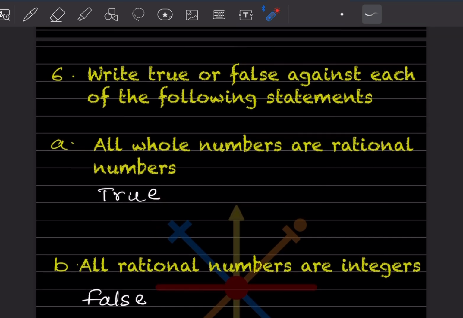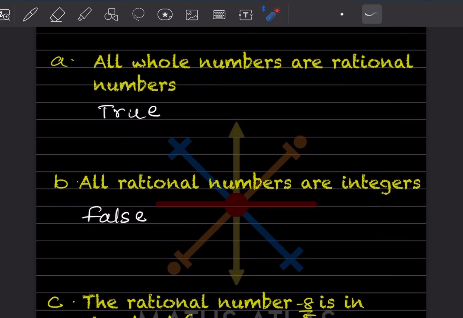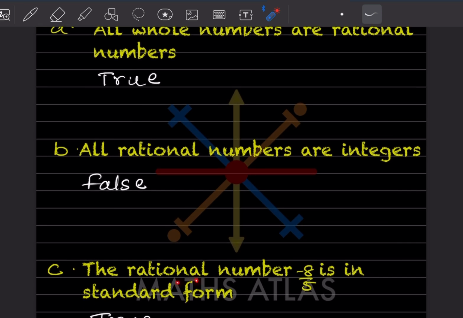All rational numbers are integers. Integers means the rational numbers here, as I told you, are going to be a by b, and the integers are minus 2, minus 1, 0, 1, 2, 3, and so on. So this is going to be false.